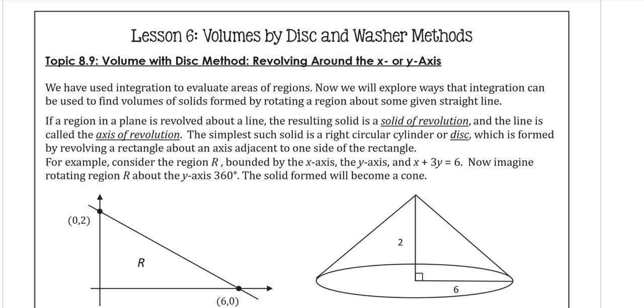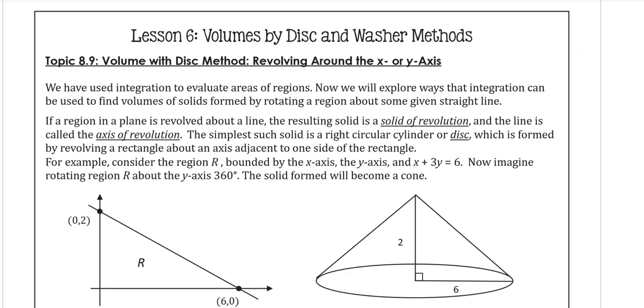This is part 1 of lesson 6 of unit 8, volumes by disk and washer methods. So we've used integration to evaluate areas. We've also used it to find volumes that have a particular cross section. Now we're going to start revolving graphs around an axis of revolution, and we're going to look at it first as what if this solid that's revolved looks like a cylinder or a disc.